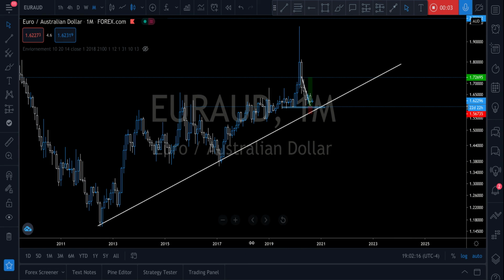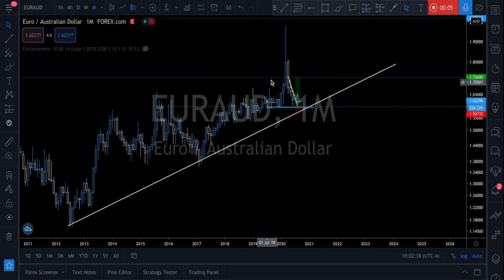What's going on, everyone? Welcome back to this multi-time frame forecast. We're going to be going over Euro AUD real quickly. As always, we're going to start on the monthly chart, and we're going to switch over to a line chart, actually.